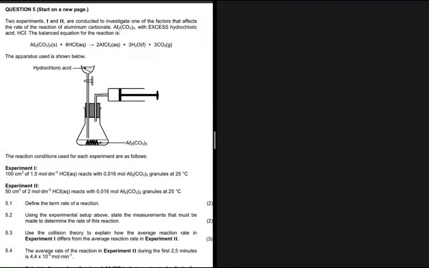Two experiments, 1 and 2, are conducted to investigate one of the factors that affects the rate of the reaction of aluminum carbonate with excess hydrochloric acid. And then we have the balanced equation there for the reaction on the left hand side. Let me just go ahead and write it down. Plus 6 HCl is going to give us 2 Al 3 H2O plus 3 CO2.